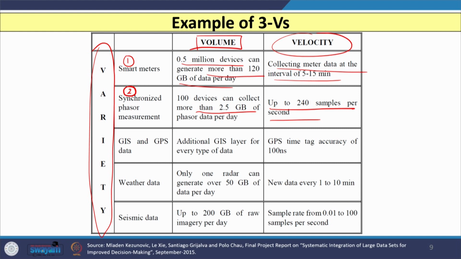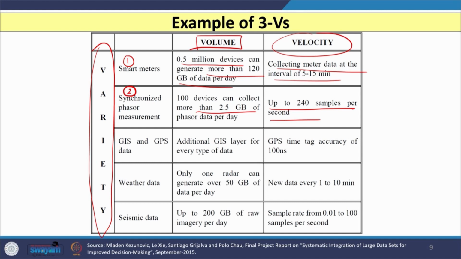So, in that case the volume and the velocity both are different. Handling PMU data is also very different, both volume wise, that is size wise, and velocity wise. The third example is related to the GIS and GPS data.